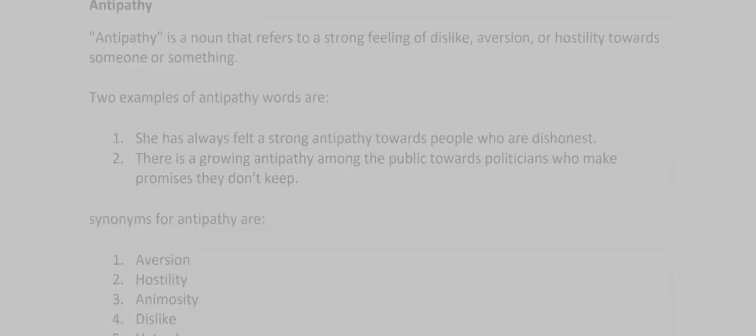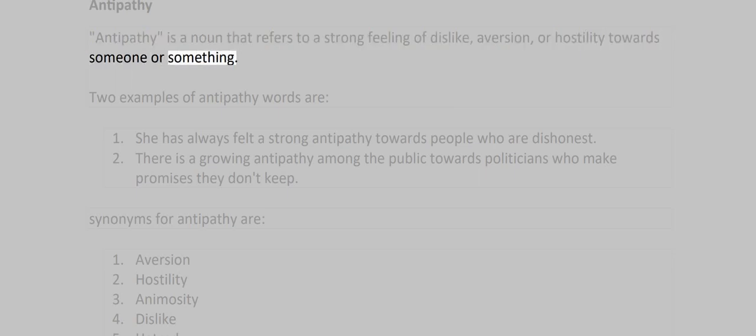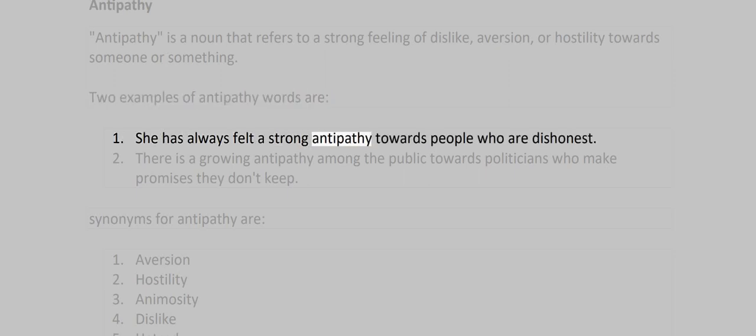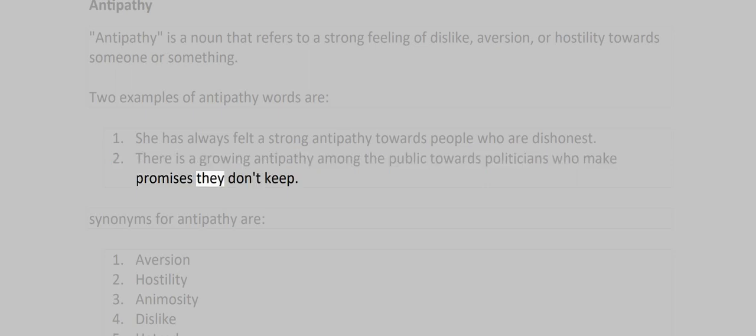Antipathy. Antipathy is a noun that refers to a strong feeling of dislike, aversion, or hostility towards someone or something. Two examples of antipathy words are: 1. She has always felt a strong antipathy towards people who are dishonest. 2. There is a growing antipathy among the public towards politicians who make promises they don't keep.